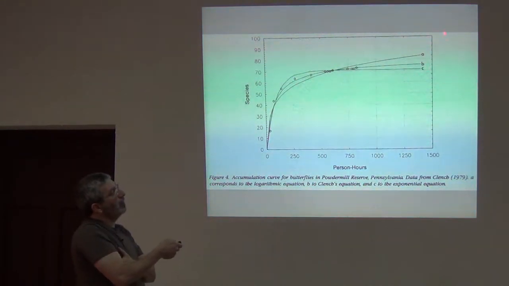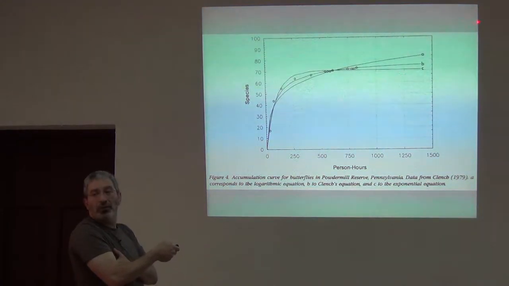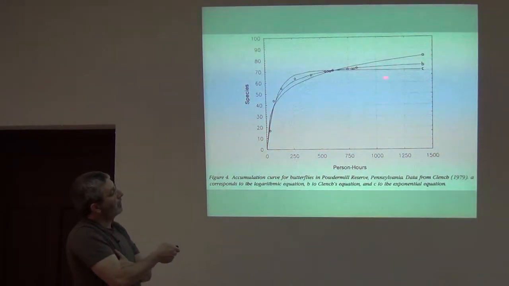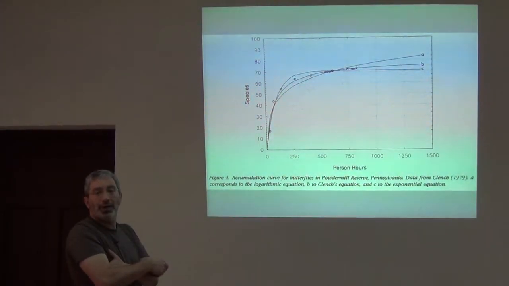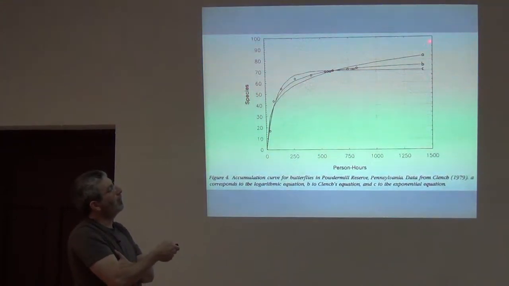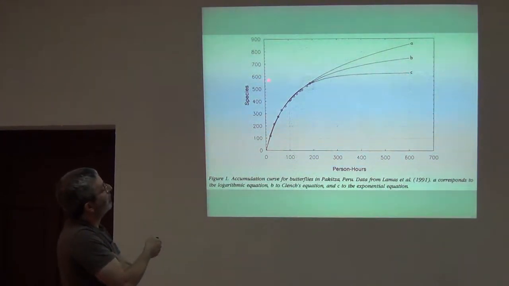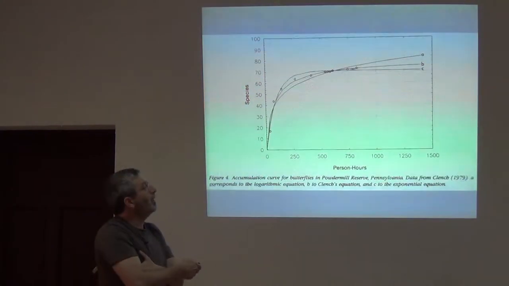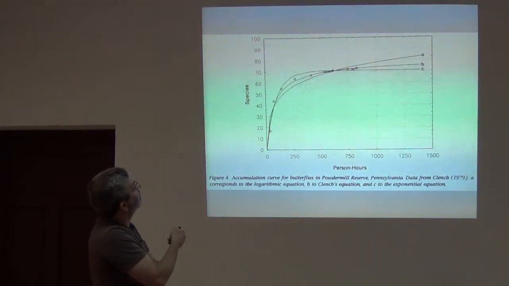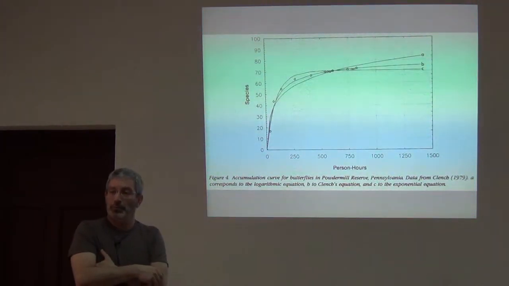But the other thing to notice is that the spread amongst the three estimators, if we go to a lot more effort, the spread amongst the three estimators isn't as different. Look at that. Here, C was saying 560 and A is saying 850. Here, the difference is like 70 to 82.